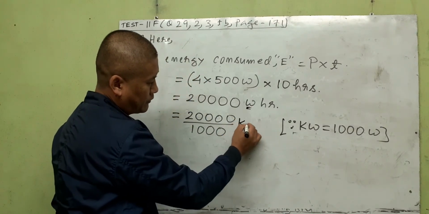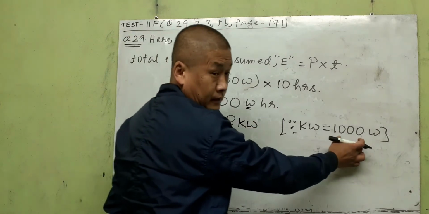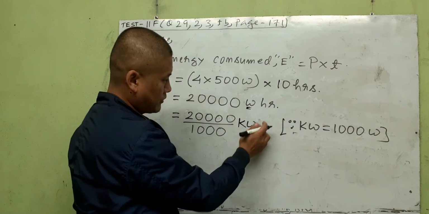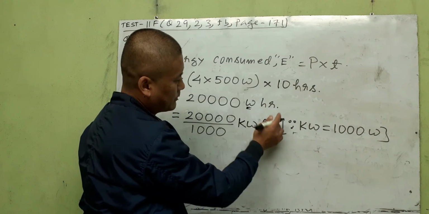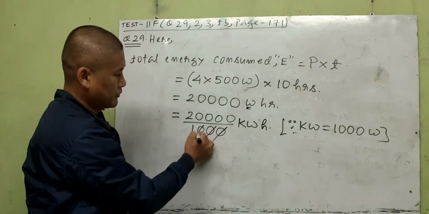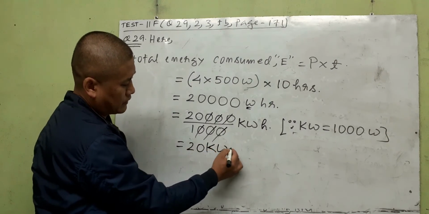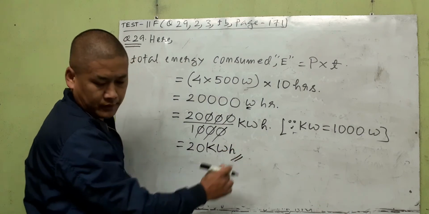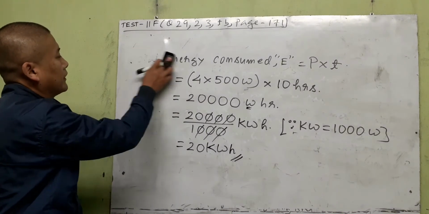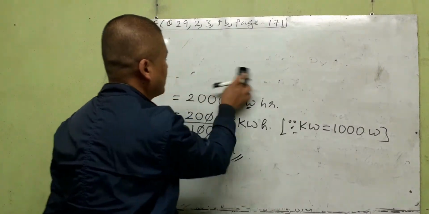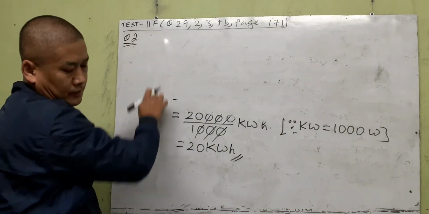And the W, therefore, will be replaced by kW because we have divided by the factor 1000, right? So an hour remains the same. This is not changed. So 1, 2, 3, and 1, 2, 3 means total energy consumed in kWh is 20 kWh, right? That's the first answer, question 29. So let's go to the next one. Next one is question number 2. Let us see here.